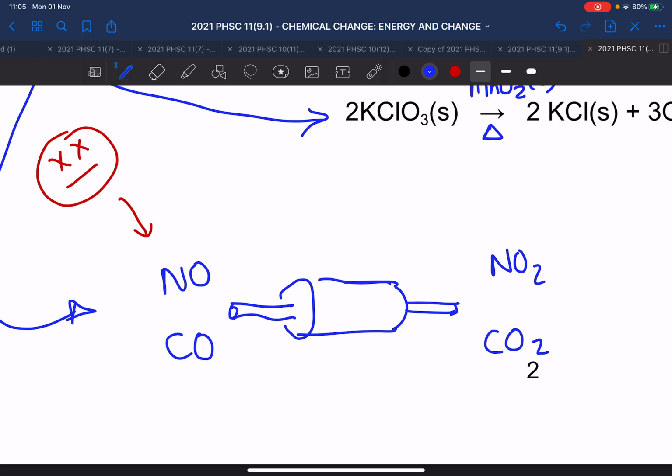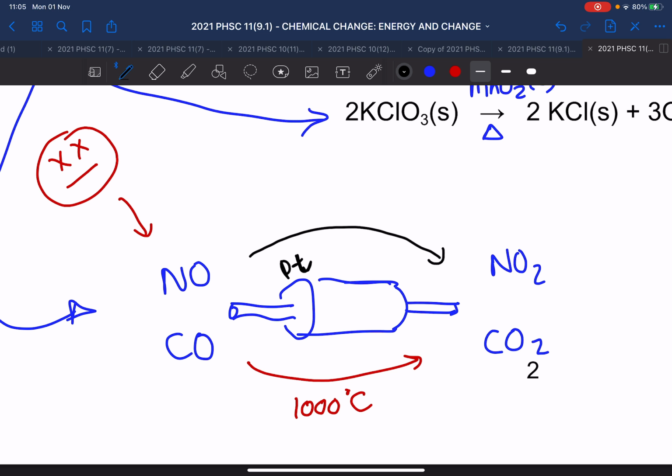To go from the one to the other, you need very, very high temperatures. I don't know the exact temperatures, but let's say you need about 1,000 degrees Celsius. Obviously, to create that in your exhaust is extremely difficult. So what they do is make your exhaust of platinum. Platinum acts as a catalyst, so it lowers the energy. Now you only need, say, 100 degrees Celsius.